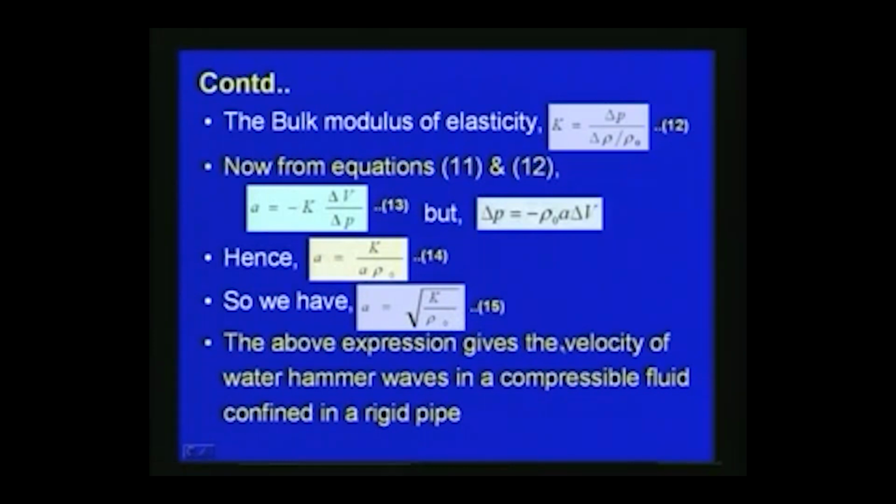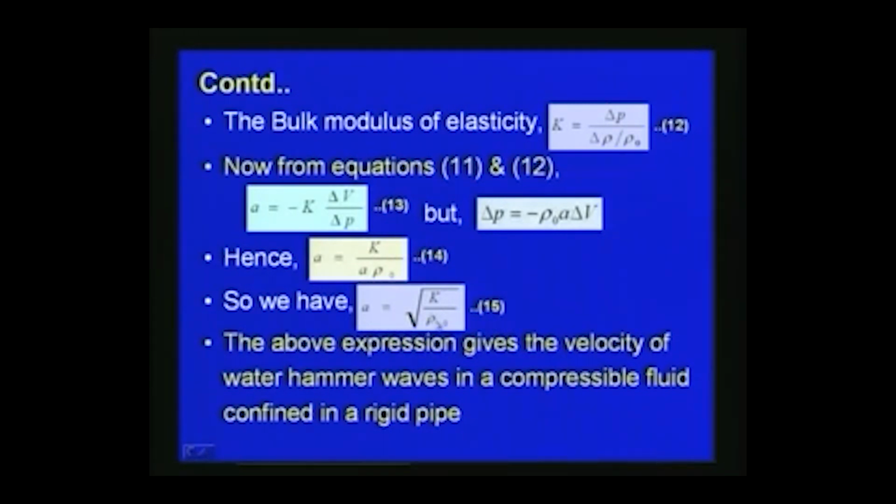The above expression gives the velocity of water hammer waves in a compressible fluid confined in a rigid pipe. So, if the pipe is rigid, we can use this relationship, but if the pipe is not rigid and is elastic, then we have to change this equation. So far, in the derivations we have considered the pipe to be rigid.